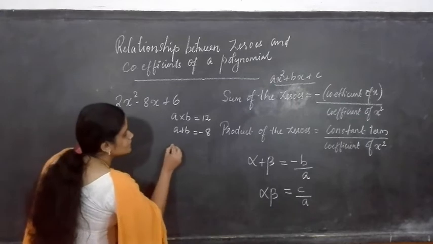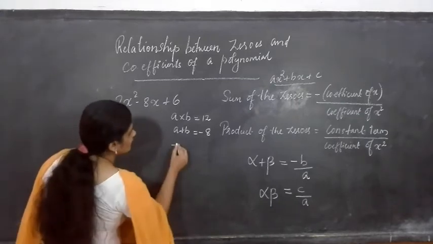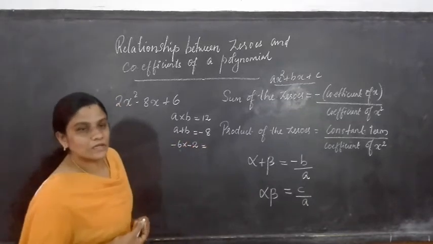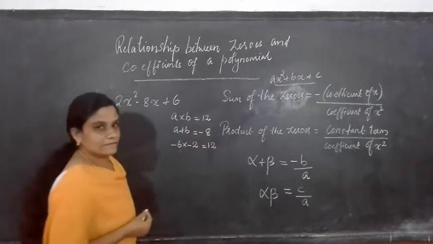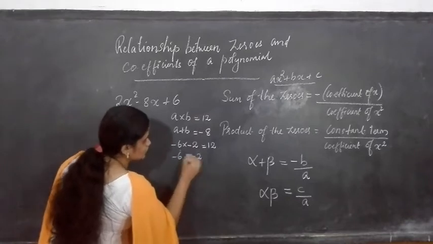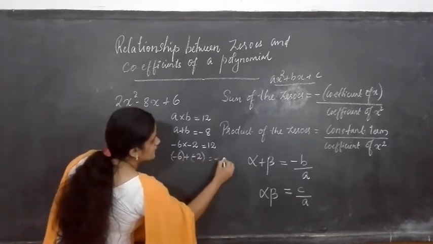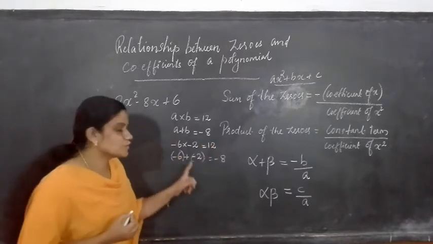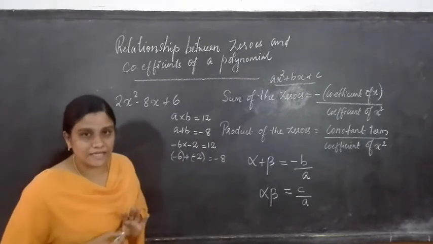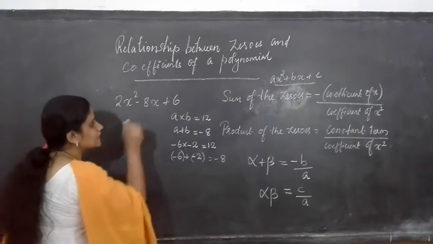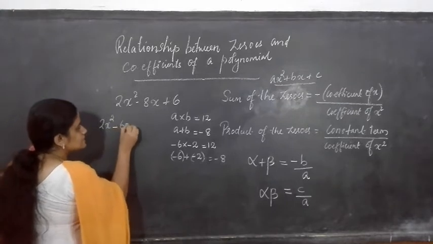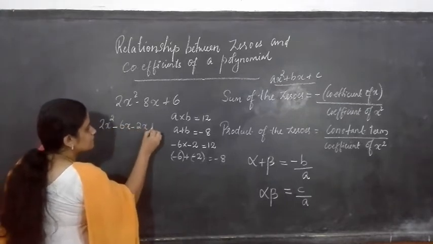So what are the numbers? Let us check. Negative 6 into negative 2. What will the answer be? 12. Next, negative 6 plus negative 2. What is the answer? Negative 8. So we get those two numbers where the condition is satisfied. The numbers are negative 6 and negative 2. So here we are going to split the middle term: 2x squared minus 6x minus 2x plus 6.